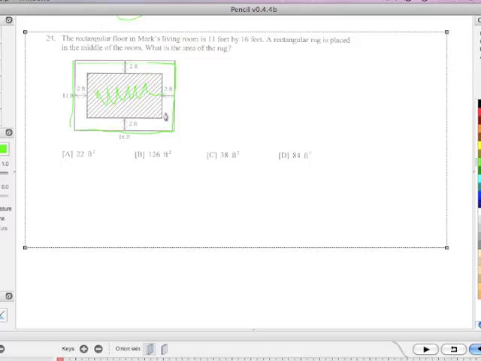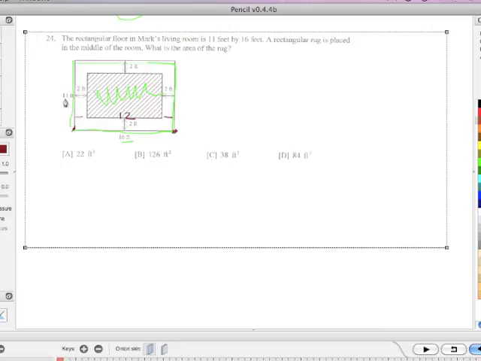So we take in 2 feet on each side, if it's on every single side. So the total is 16 from here to here. If this is 16 feet from here to here, we take off 2, we take off 2. So it's a total of 4, so this distance has got to be 12 for the rug.